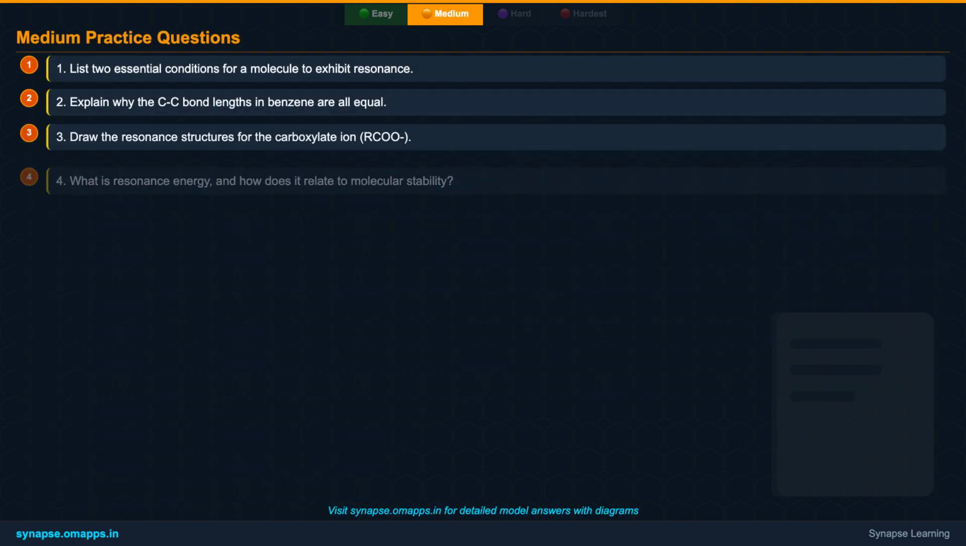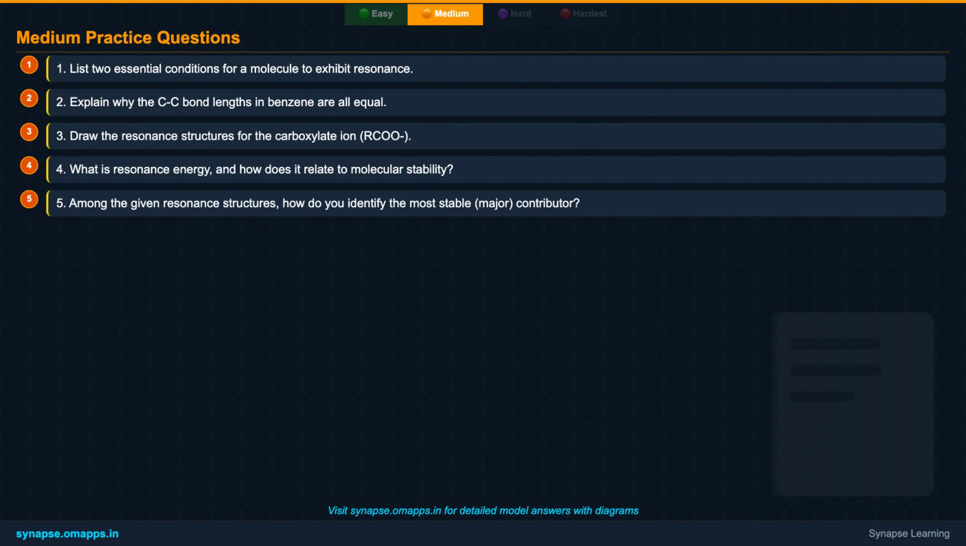Time to solidify your understanding of these medium-level concepts. Here are 5 questions for you. First, list 2 essential conditions for a molecule to exhibit resonance. Second, explain why the carbon-carbon bond lengths in benzene are all equal. Third, draw the resonance structures for the carboxylate ion. Fourth, define resonance energy and explain its relationship to molecular stability. And finally, how do you identify the most stable or major contributor among different resonance structures? Give these your best shot.